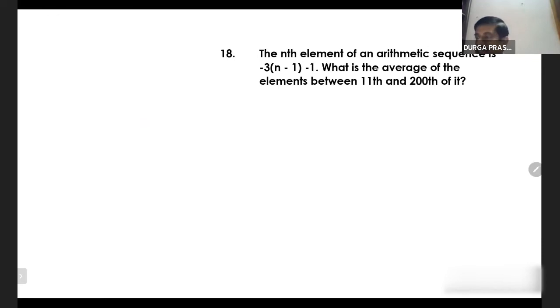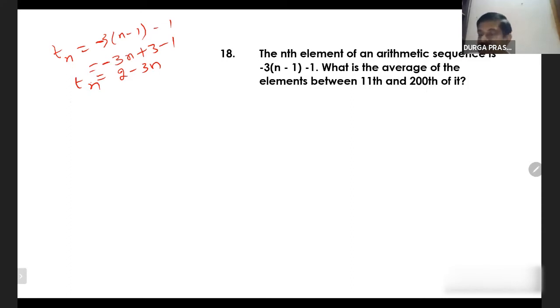The nth element of an arithmetic sequence is given, so he is asking you to find Tn of the arithmetic sequence. Tn is minus 3 into n minus 1, minus 1. If you expand, minus 3n plus 3 minus 1. So that is 2 minus 3n, which is Tn. Now what is the average of the elements between the 11th and 200th of it?